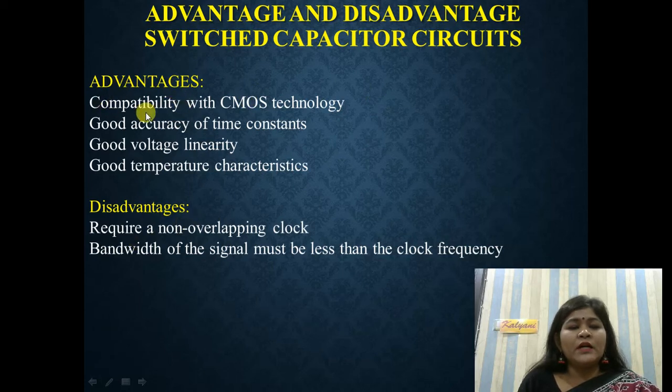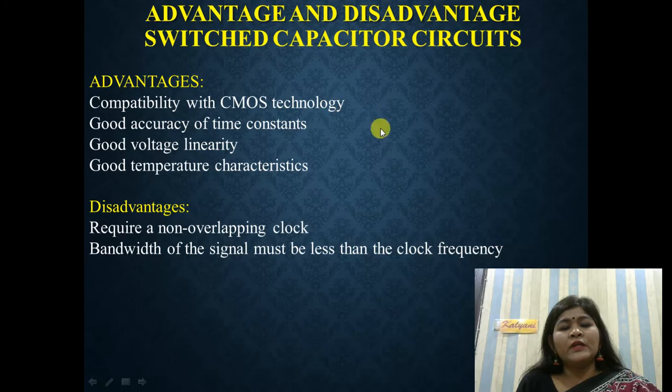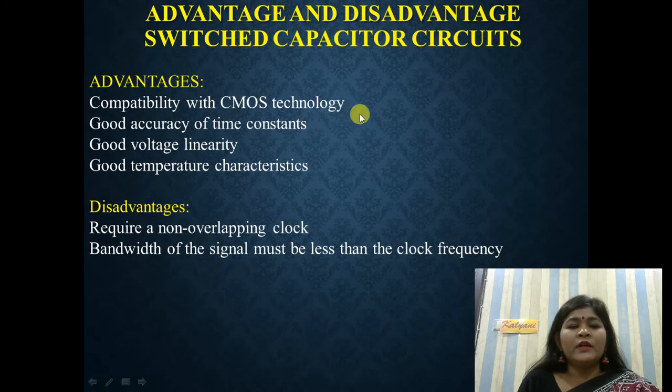The advantages are compatibility with CMOS technology. We can design many circuits like switch capacitor filters, integrators, switch capacitor amplifiers, switch capacitor ADCs, etc. We can design with this technology, and we will consider operational amplifiers as well as CMOS technologies. Other advantages are good accuracy of time constant, good voltage linearity, good temperature characteristics, etc.